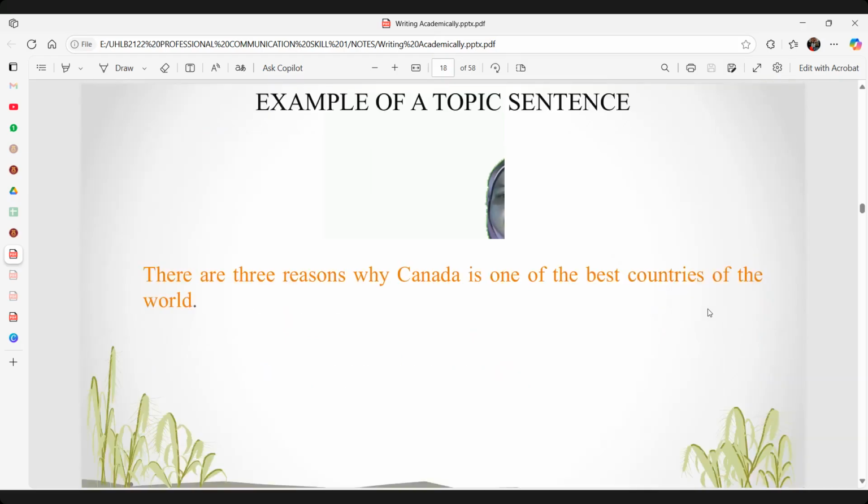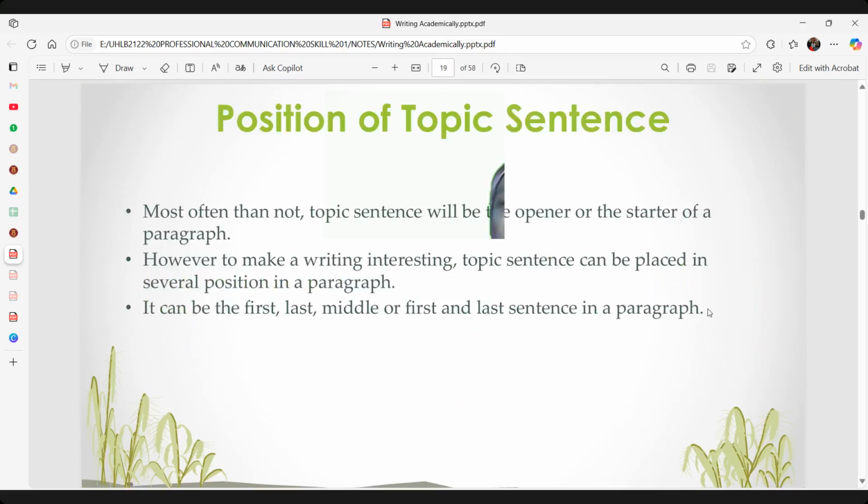Okay, so example of a topic sentence. This is the example. I believe you can read on your own. Now let's talk about the position of topic sentence.